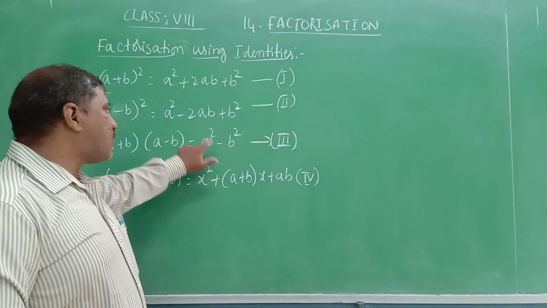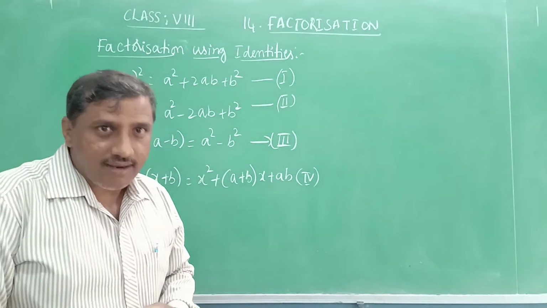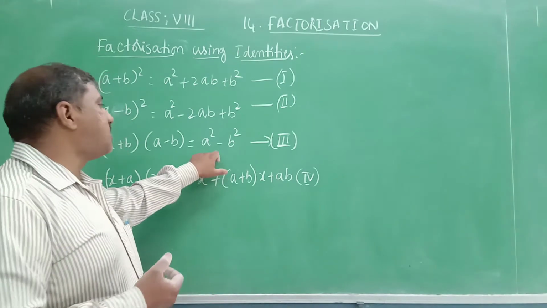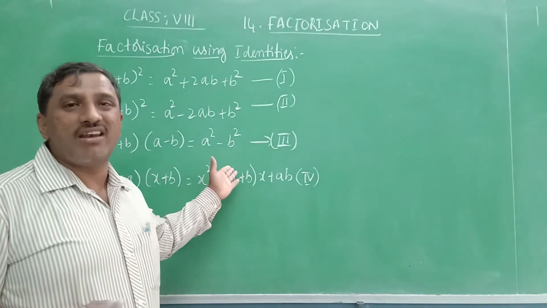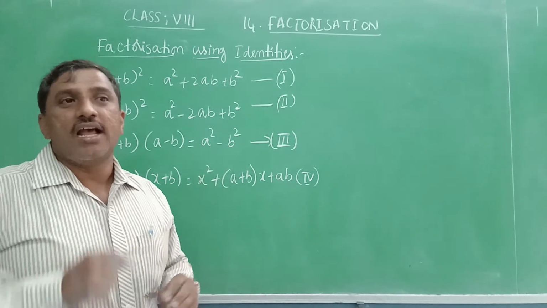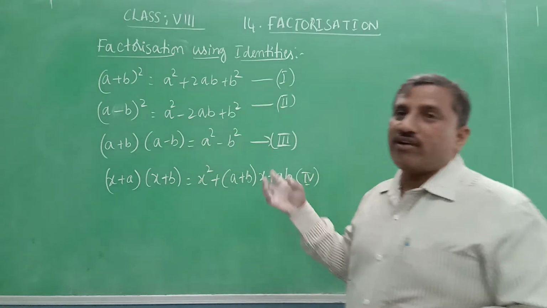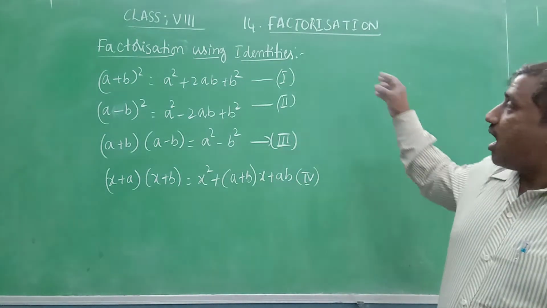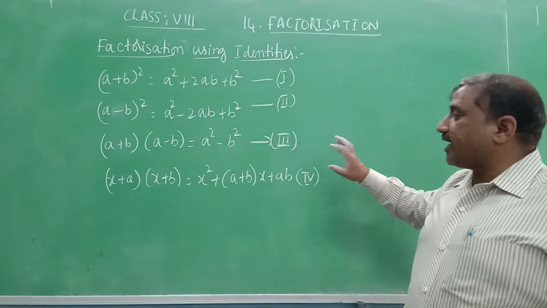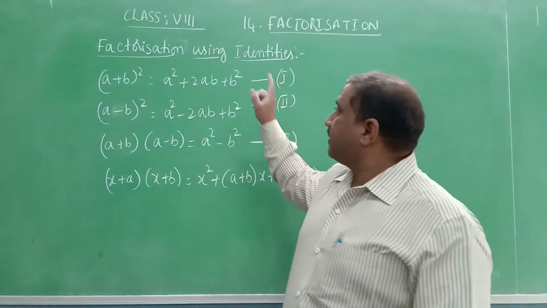We have only a square minus b square, two terms. So if three terms are there, definitely we will not use the fourth identity. Definitely we will not use the fourth identity, but there may be some special cases that we will discuss while we are discussing the problems. Clear?